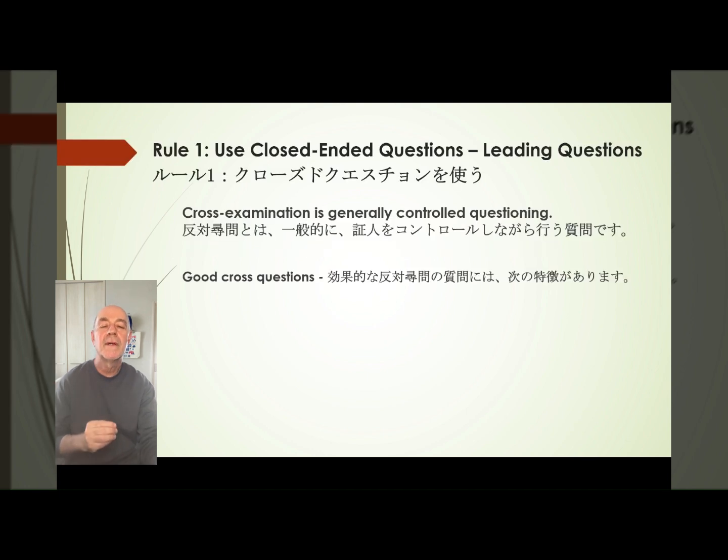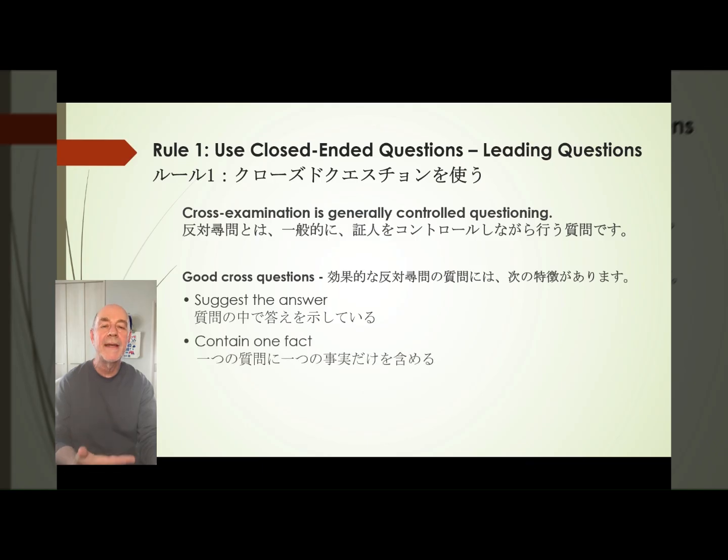Use closed-ended questions, which is our leading question. So what that means is cross-examination is generally controlled questioning. So good cross-examination questions suggest the answer. You woke up at 10 o'clock in the morning, correct? So you suggest the answer. And it should contain one fact. You woke up at 10 o'clock in the morning. Always try to only have one fact in each question. Otherwise, it can become confusing.